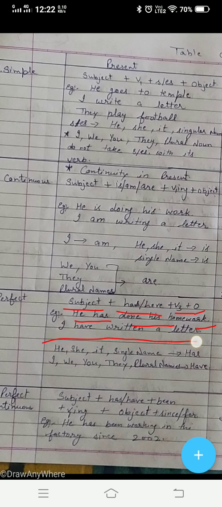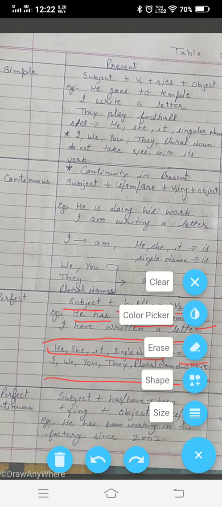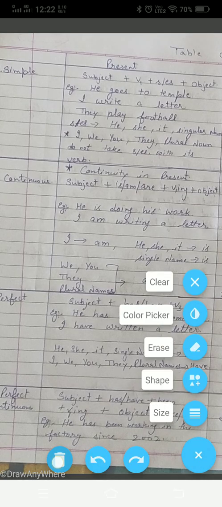I have written a letter. It means we have used have plus the third form of the verb. With he, she, it and a singular name we will use has. With I, we, you, they and plural nouns we will use have. Clear?